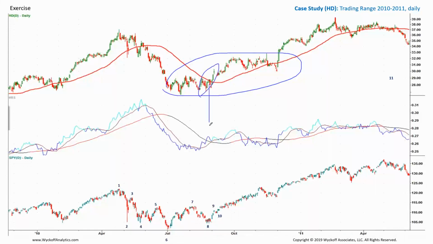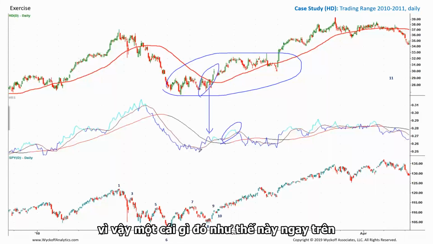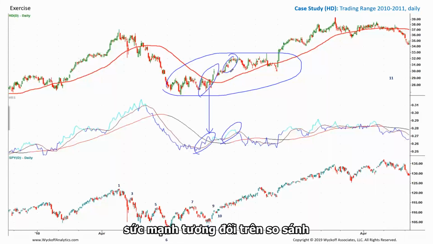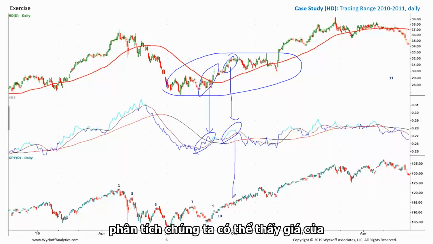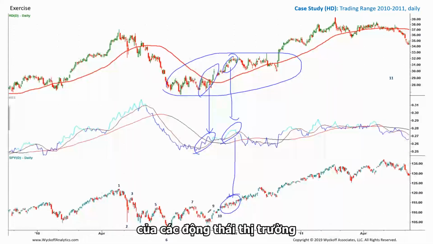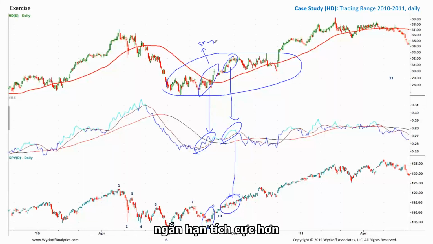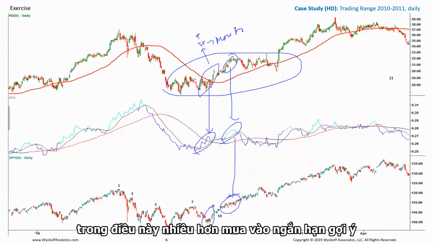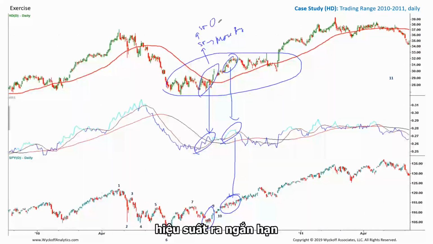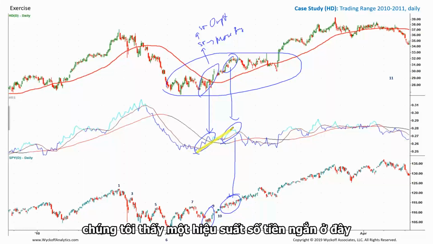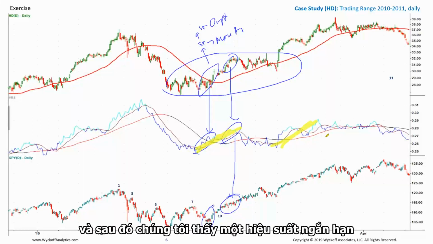See, something like this, right? On the relative strength, on the comparative analysis, we could see how the price of the stock moves and then how the price of the market moves. We could see that the stock is short-term more aggressive, so more buying, and this more buying short-term suggests short-term outperformance. And where is that short-term outperformance? Well, in two places. We see a short-term outperformance here, and then right here.